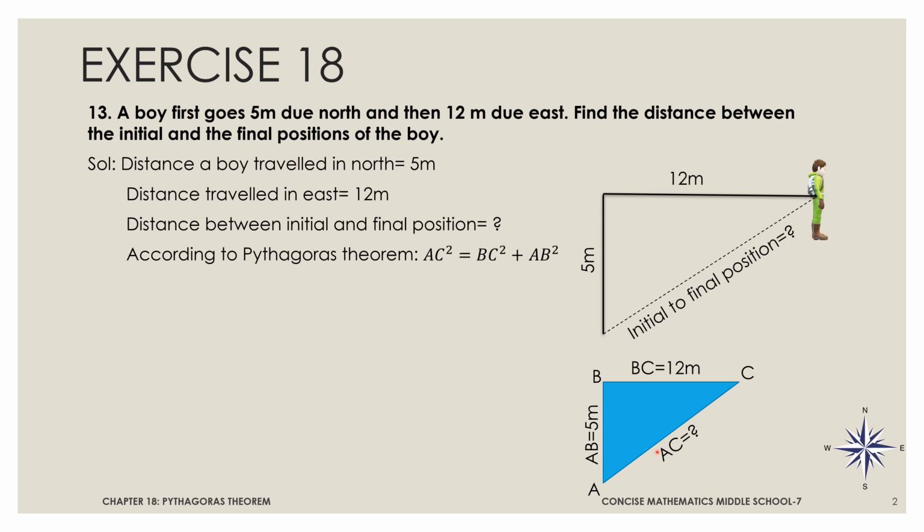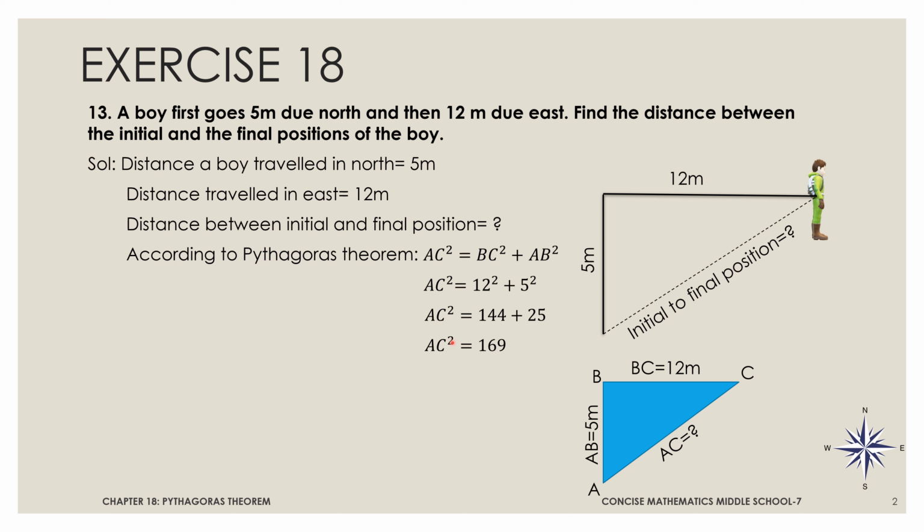According to the Pythagoras theorem, AC square is equal to BC square plus AB square, right? So just write AC square as it is. And what is BC? BC is 12. So 12 square plus AB is 5, 5 square. Now just convert this. 12 square means 12 into 12. It becomes 144 plus 25. 144 plus 25 will become 169. AC square is equal to 169.